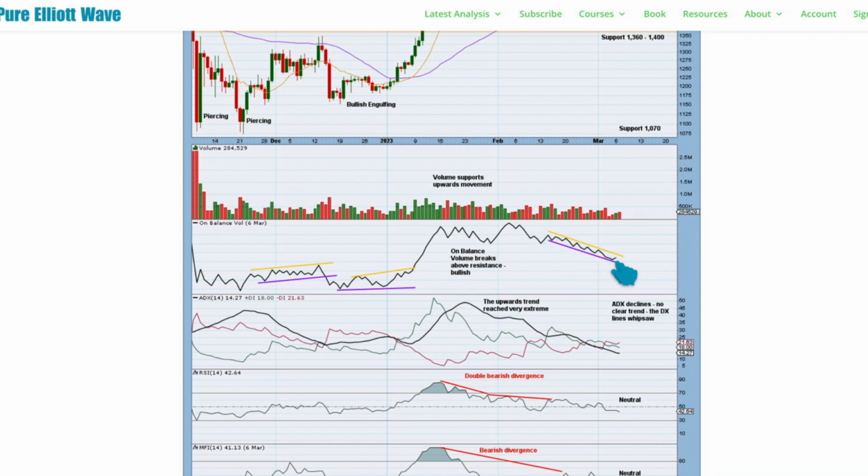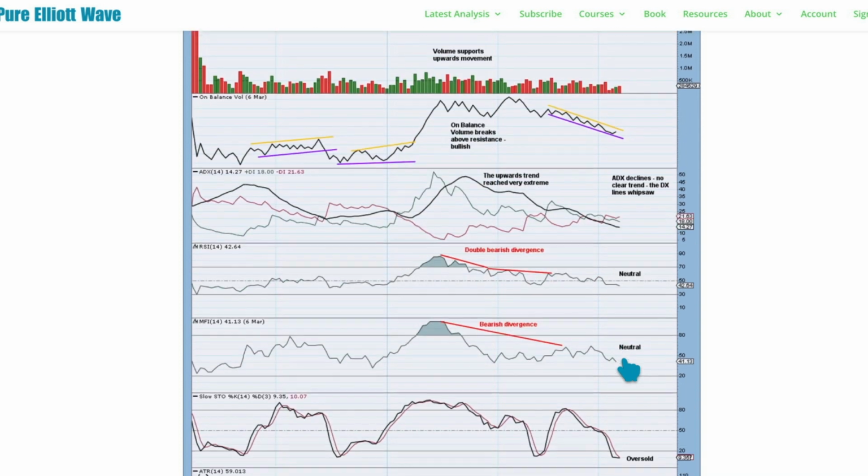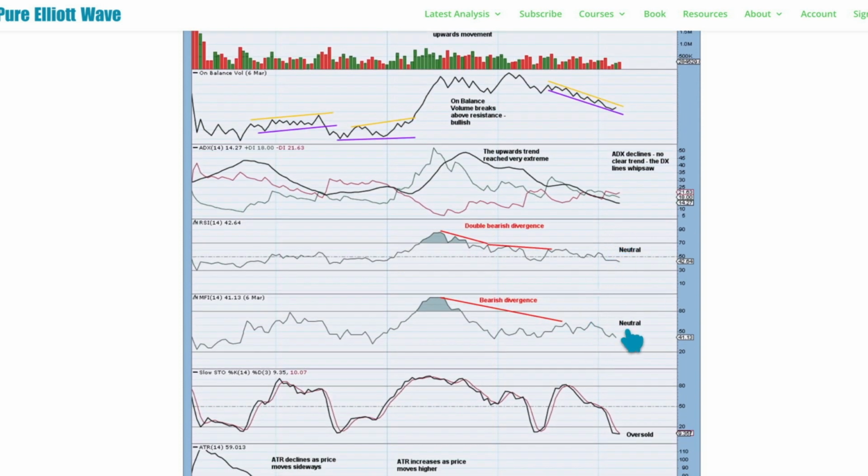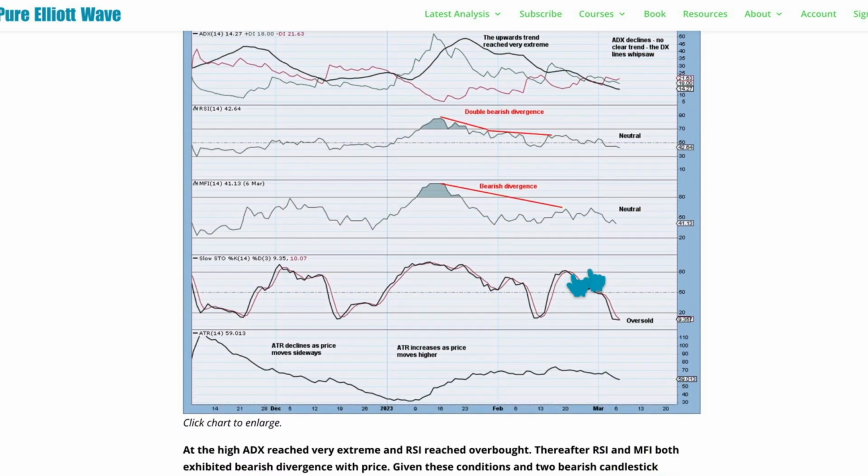On balance volume's got a pretty tight range here. A breakout of this range would provide a signal. There's no signal as yet, but the signal would be weak because these trend lines have a fairly decent slope. ADX is declining at both time frames. That is telling us there is no clear trend. RSI now neutral, money flow neutral, a ways to go before they reach oversold.